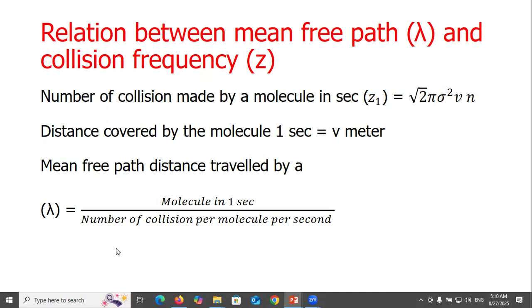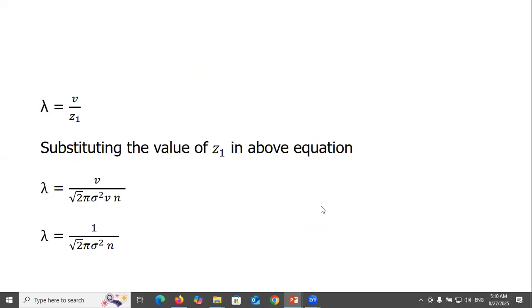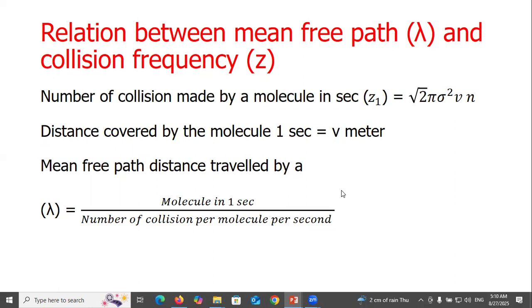We have to remember the number of collisions made by a molecule in 1 second is root 2 pi sigma square v n, and the distance covered by the molecule in 1 second is v meter. The mean free path lambda equals distance traveled by the molecule in 1 second over number of collisions per molecule per second. Okay, it's all about the relation between mean free path lambda and collision frequency.